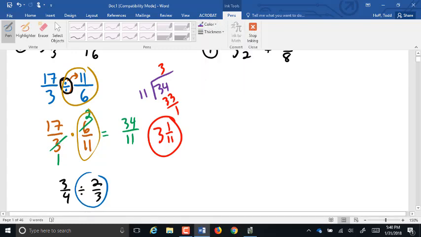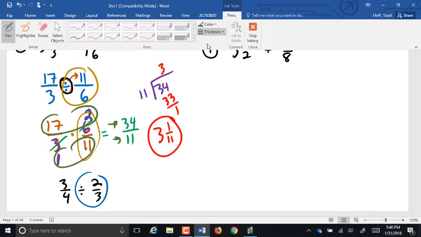So we have the 3 and the 6 here that both can be divided by 3. So we divided that out. 3 divided by 3 gave us 1. 6 divided by 3 gives us 2. And so now when we multiply, it is 17 times 2 gives us the 34. And 1 times 11 gives us the 11. Yep. After we've done the reciprocal.